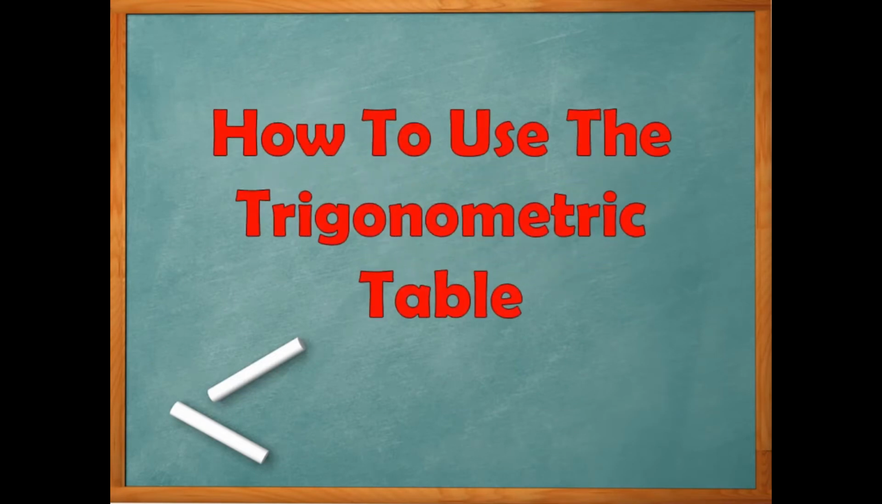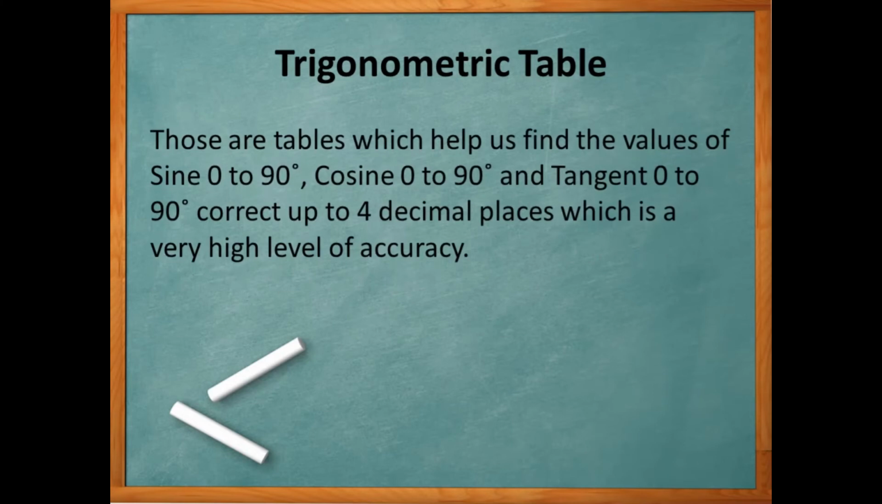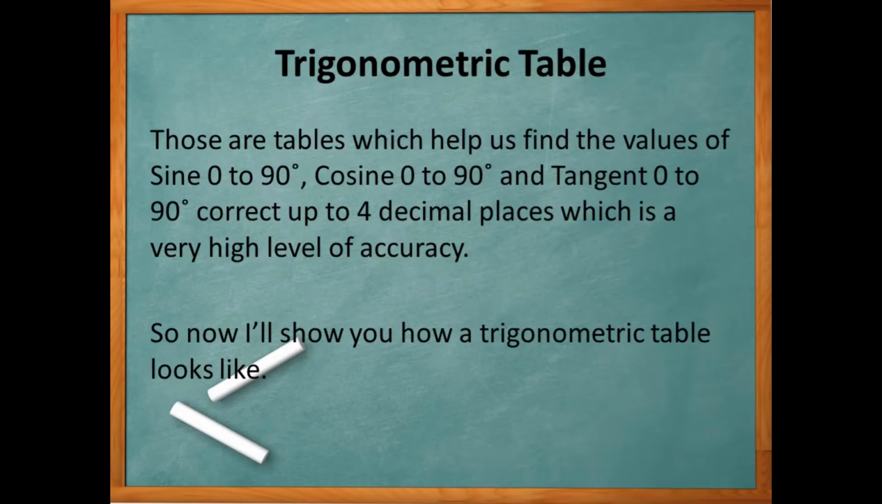Our lesson for today is about how to use the trigonometric table. Trigonometric tables are tables which help us find the values of sine 0 to 90 degrees, cosine 0 to 90 degrees, and tangent 0 to 90 degrees, correct up to 4 decimal places, which is a very high level of accuracy. So now, I will show you how a trigonometric table looks like.